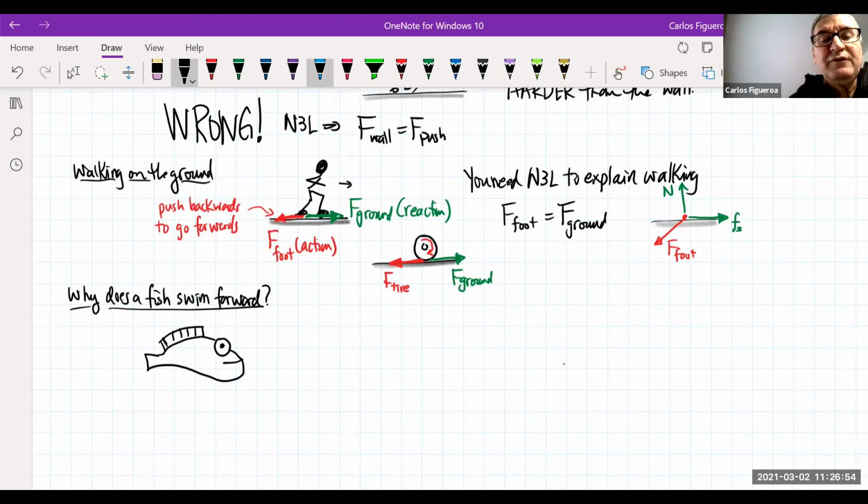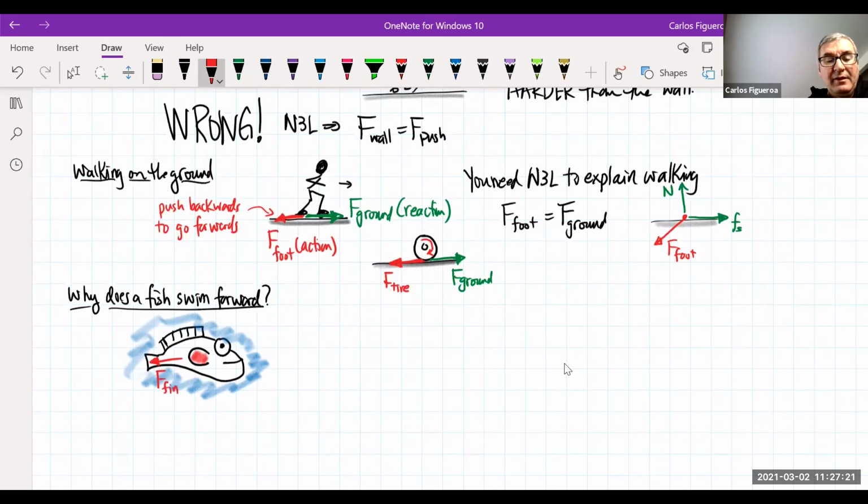And of course, the fish is in water. What you're seeing here is that in order for a fish to move forward, he or she has to take her little fin and do what? Apply a force backwards. So the force of the fin is pushing on the water.